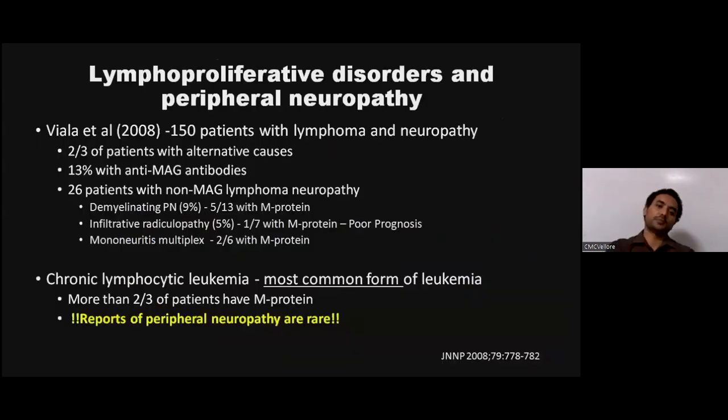Coming to lymphoproliferative disorders, there are previous studies in Italy. These are associated with neuropathy, and in most of the lymphomas, 60-70% were associated with alternative causes. Only 10 to 13% have these anti-MAG antibodies. So here the point is that usually in lymphoproliferative disorders, we don't know what the reason is, but peripheral neuropathy is very rare.